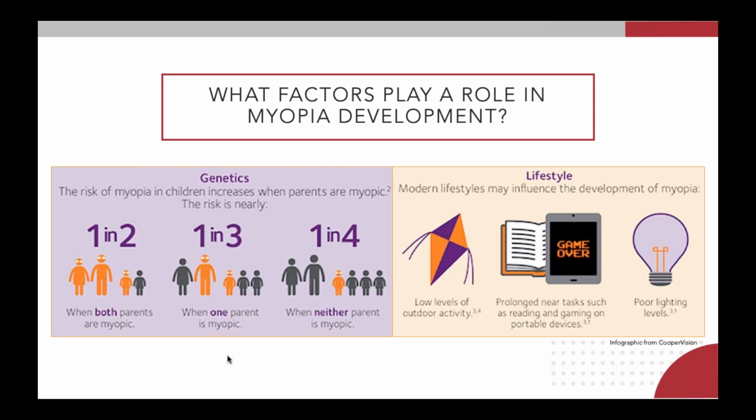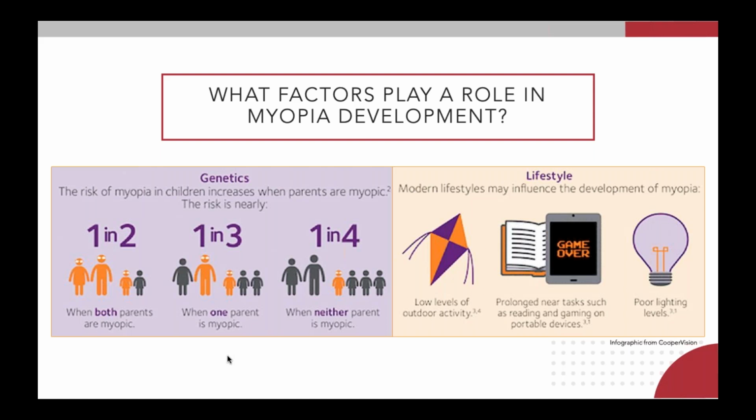Now, our lifestyle has changed a lot over the past few decades as well. So lower levels of outdoor activity have been correlated with an earlier onset of myopia. And then prolonged near tasks and lower light levels have also been correlated with the development of myopia.